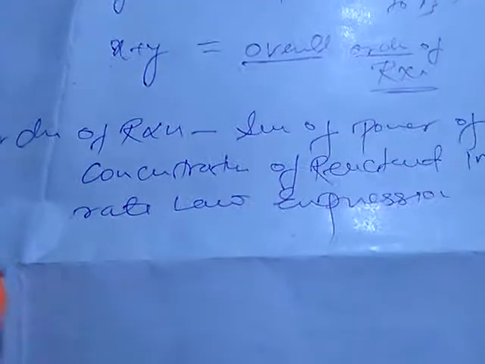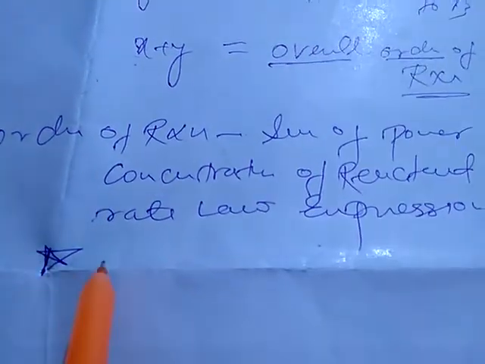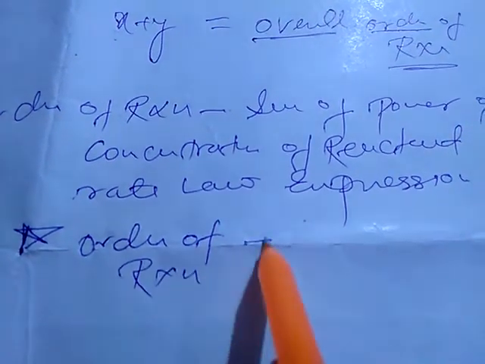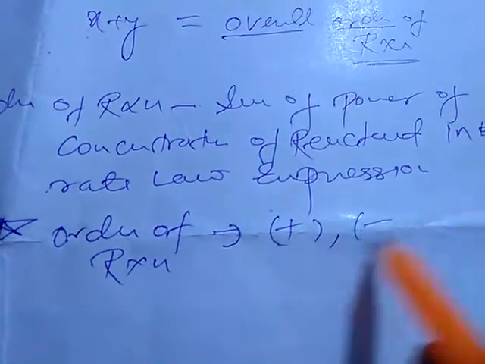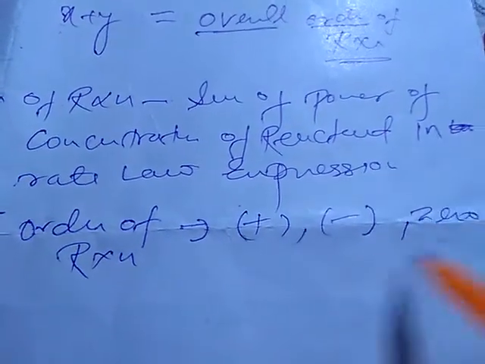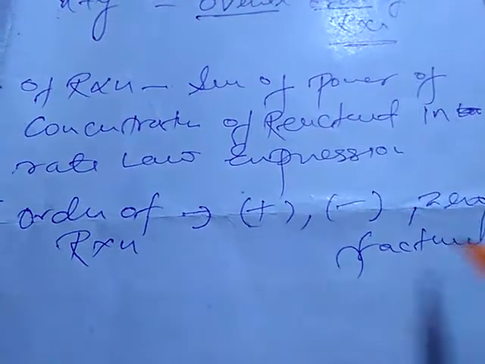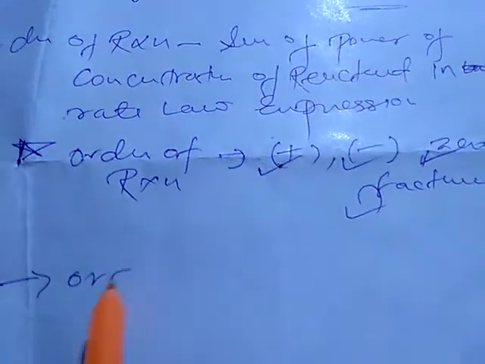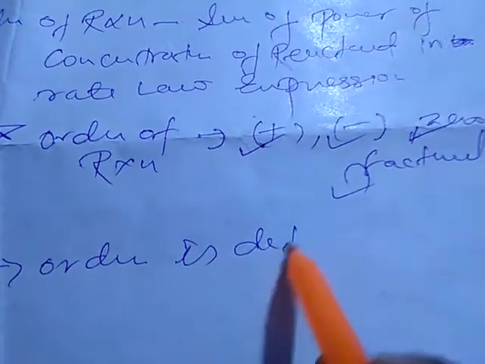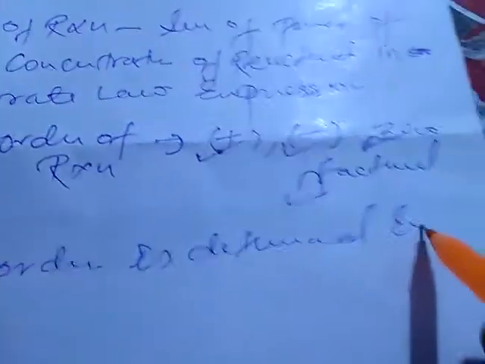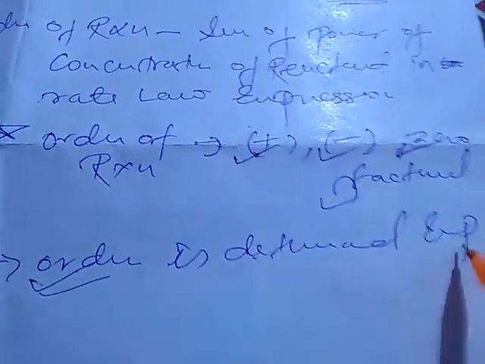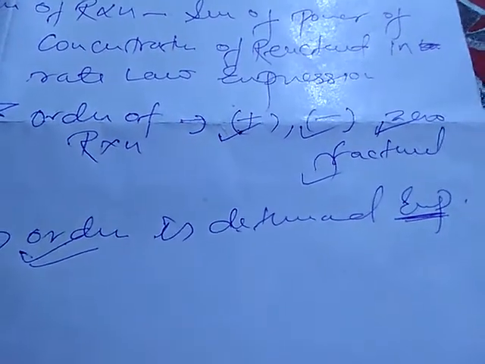Some important points to note down here about the order of any reaction. If we calculate the order of reaction, it can be positive, it can be negative, it can be zero, it can also have a fractional value. Order can have positive, negative, zero as well as fractional value. And for any reaction, order is determined experimentally. It is not a theoretical value. If we have to find the order of any reaction, it can be determined experimentally only.